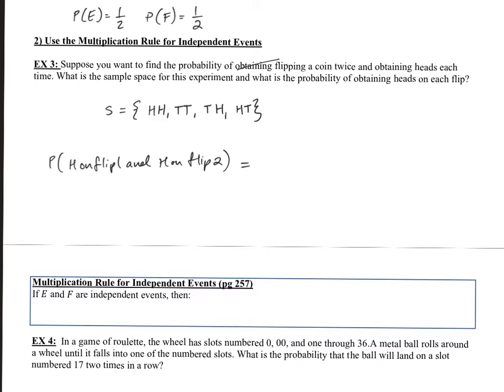Well, let's see. That's only one probability where that happens. It's 1 out of how many possible ones? 4. So the answer to that would be 1/4.